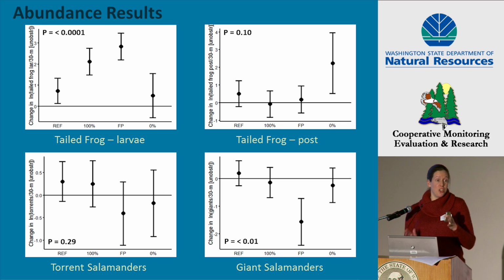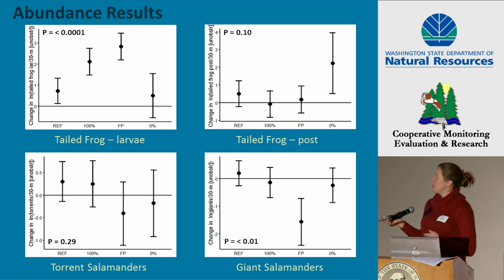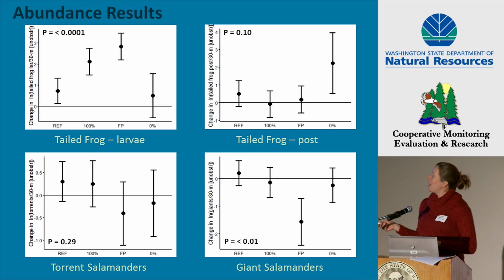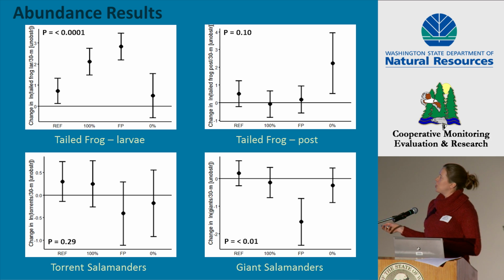Okay, and so now I'm just gonna jump right into the abundance results. This is on the log scale, so the scale is not so important. What's important is the bars and the dots, basically. So don't worry about the scale here. But we do have reference, 100%, forest practices, and 0% treatment. These are the same for each figure here. Here we have tailed frog larvae, tailed frog post-metamorphs, Tournet salamanders, and giant salamanders. And what we're looking at is the change in the estimated abundance pre versus post for each of those treatments.